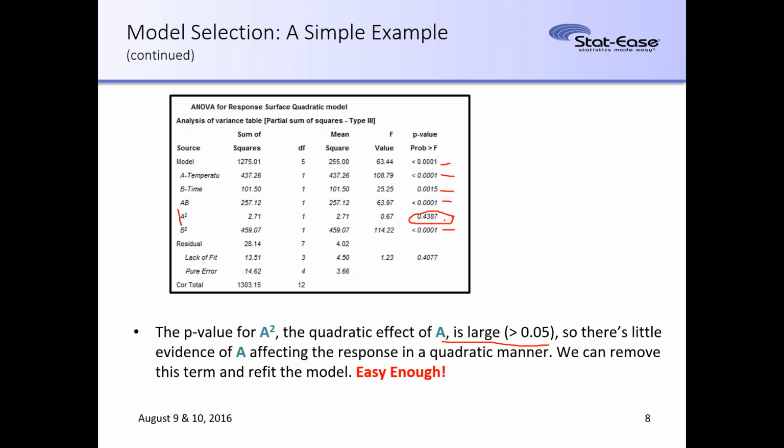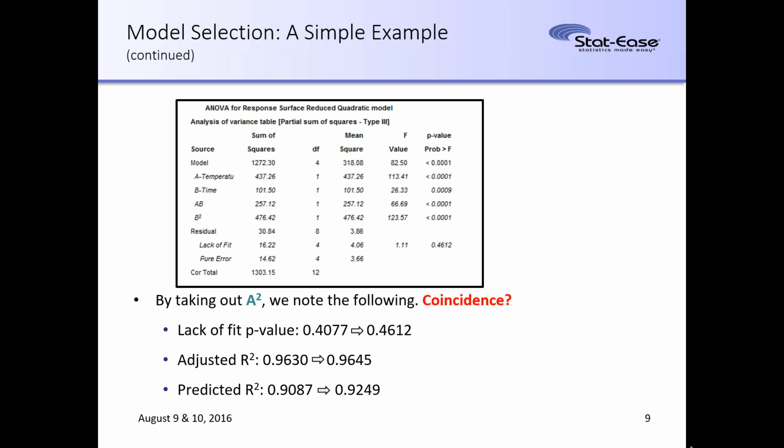What you may have done in the past is you may have simply removed this term and refit the model. That's easy enough. And congratulations, we just did a model selection here. We ended up with this model, which includes the linear effects of temperature and time, the two-factor interaction between temperature and time, and the quadratic effect of time. So notice that all of these terms now look significant. Okay, so that seemed easy enough.